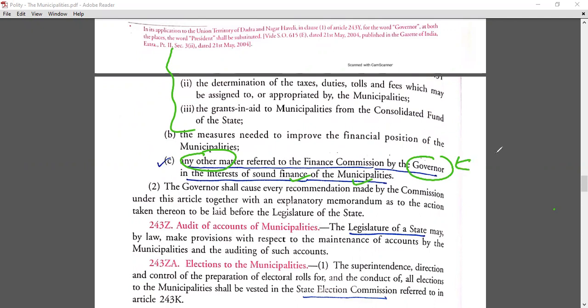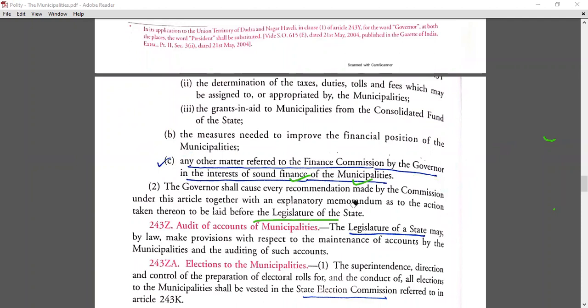Obviously, it is not a discretionary power. Obviously, it will be done by the aid and advice of the government, CM and Council of Ministers. But yes, finally, it will be done by the governor. The governor shall cause every recommendation made by the commission, that is the State Finance Commission, under this article, together with an explanatory memorandum, so as to the action taken thereon to be laid before the state legislature. The governor will take all these recommendations with an explanatory memorandum and will put it in the state legislature.